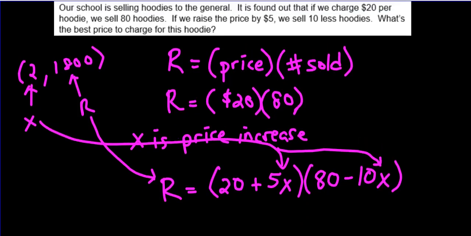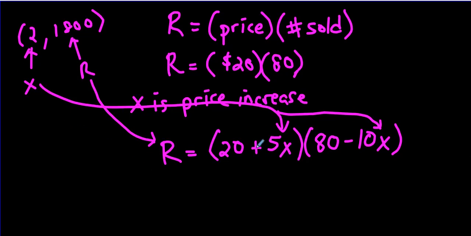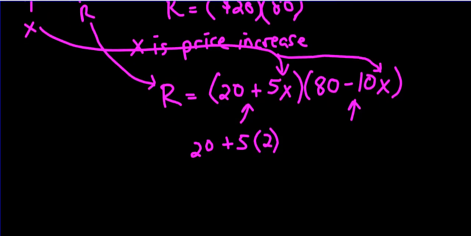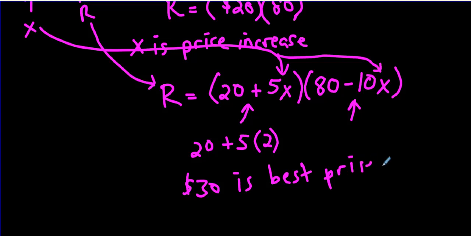So it says, what's the best price to charge for the hoodie? Well, do you remember this part here is the price. Here's how many hoodies that you could sell. So 20 plus 5, and apparently 2 price increases was the ultimate. So we put the 2 there. That's the 2 that we found right over here. And what is 20 plus 5 times 2? Well, it's 20 plus 10. $30 is the best price to charge. Okay? That will give the maximum revenue.